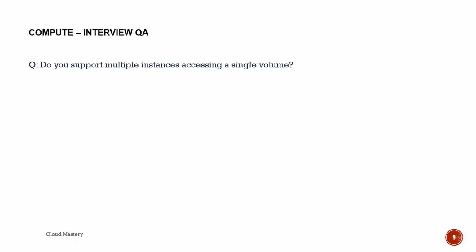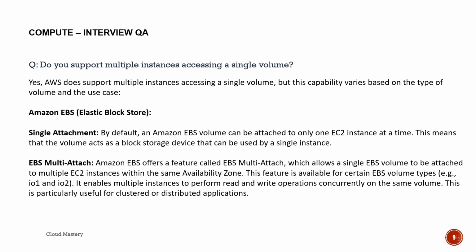So, moving to supporting multiple instances with a single volume. I faced multiple discussions on this, during my interview as well. Candidates are not aware that an EBS volume can support a maximum of 16 instances. That EBS type is io2 and io1. By default, an EBS volume can be attached to only one EC2 instance at a time. That means the volume acts as a block storage device for a single instance.